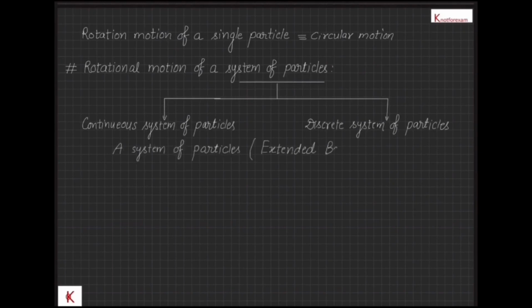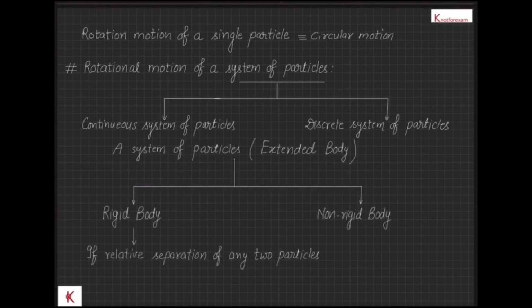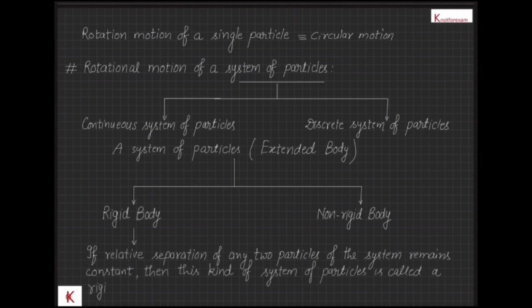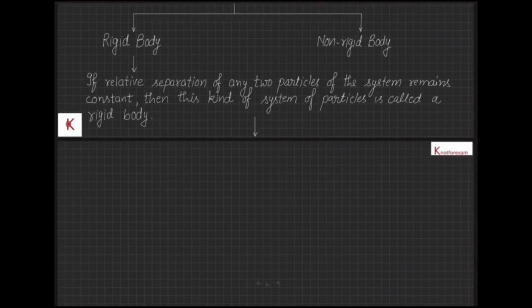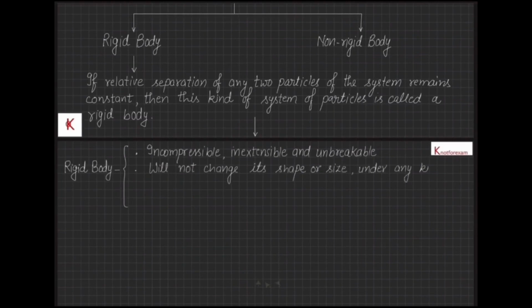Also, a system of particles in the form of an extended body may be of two kinds, rigid body or non-rigid body. If relative separation of any two particles of the system remains constant, then this kind of system of particles is called a rigid body. And if this is the case, then the rigid body will be incompressible, inextensible and unbreakable. Also, it will not change its shape or size under any kind of force or under any general motion.